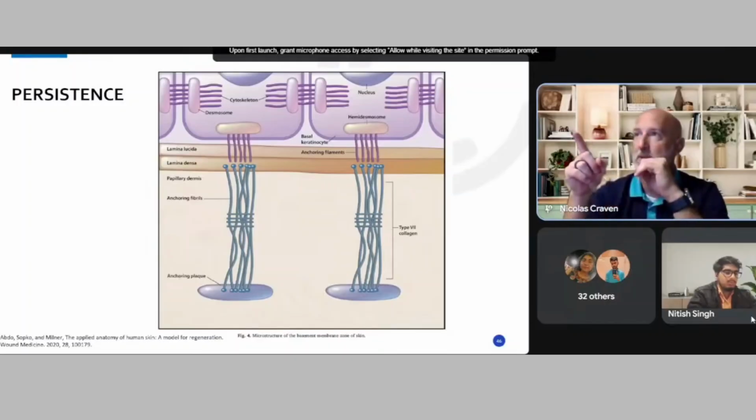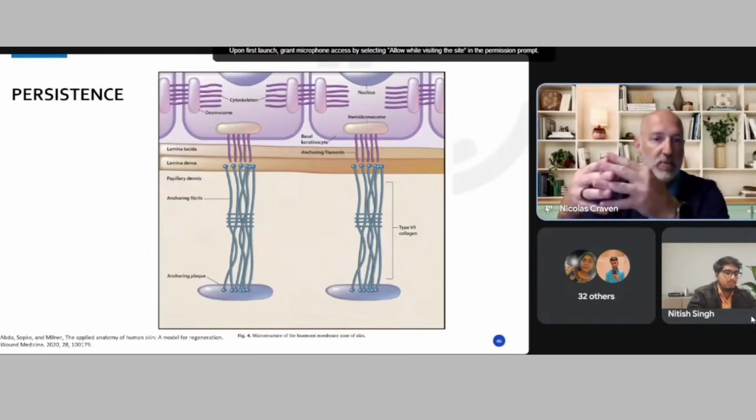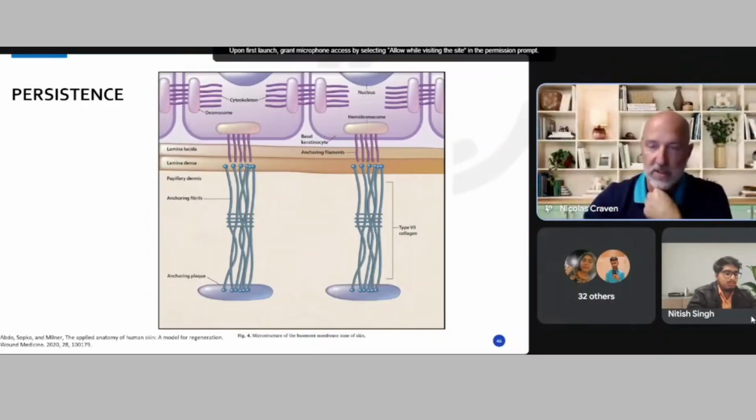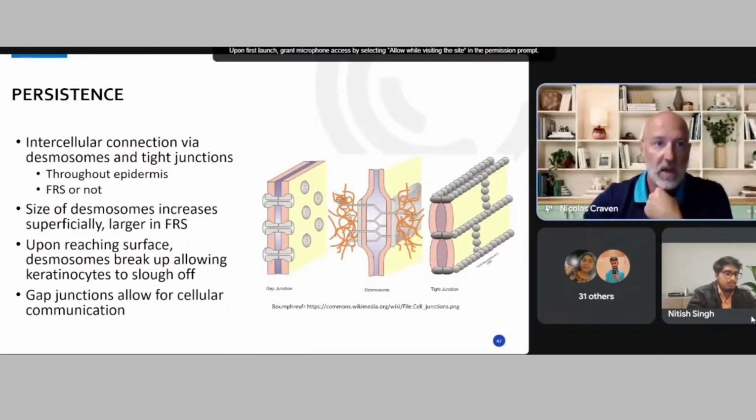And you can see right here, there's the lamina lucida and the lamina densa. That's part of the basement membrane. So as long as this area stays intact, your skin, the epidermis, will remain the same going forward for the rest of your life. And we'll talk about damage in a minute and how your skin reacts to that.